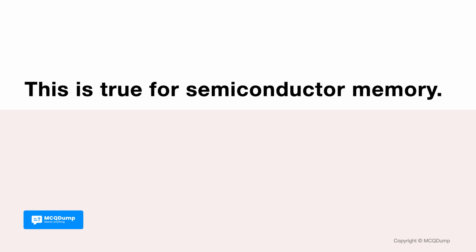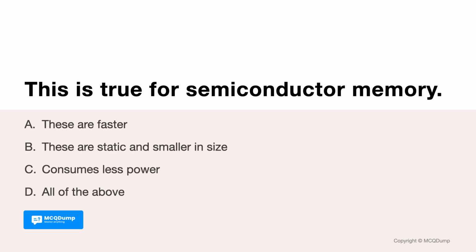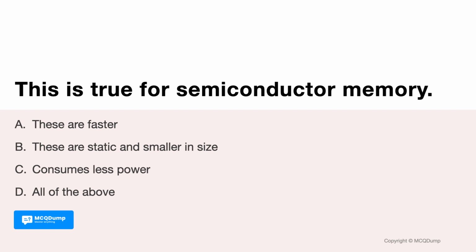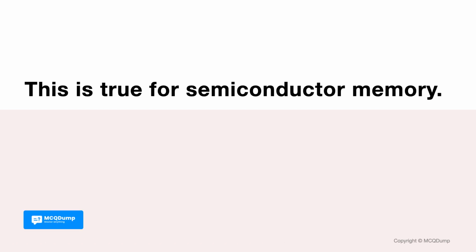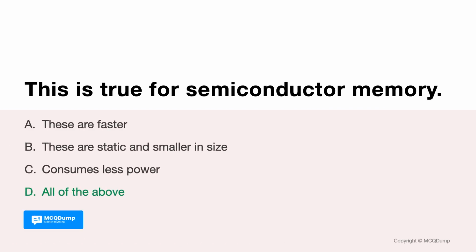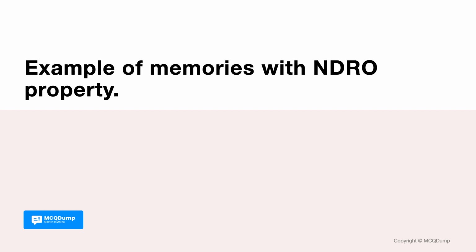This is true for semiconductor memory. Options are A. These are faster. B. These are static and smaller in size. C. Consumes less power. And D. All of the above. Answer is D. All of the above.